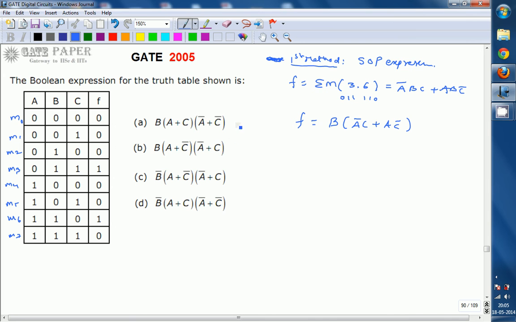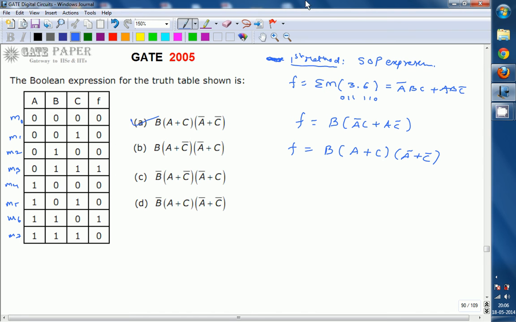But this expression is not among the options, so we modify it. You will get A bar C plus AC bar when you multiply A plus C and A bar plus C bar. Multiply A plus C into A bar plus C bar, and you get A bar C plus AC bar. So the right answer is A.